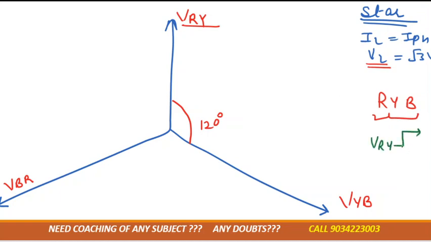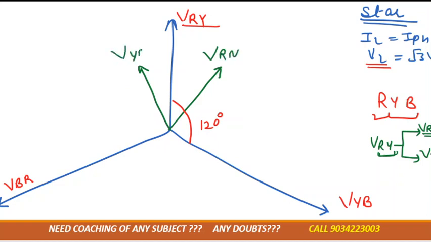It is made up of two phase voltages. For RY, one phase voltage component is VRN and another component is VYN. Right? I told you, if there is a neutral, then it is a phase voltage. If there is no neutral, then it is made up of line voltage. So VRY has two components. These two components can be drawn like this. One is VRN and another is VYN.